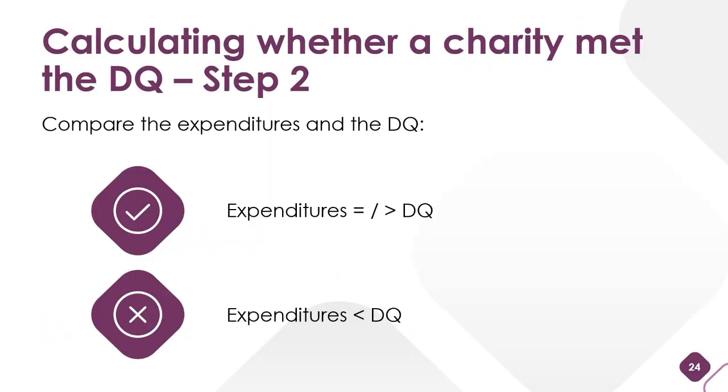Once you have calculated the expenditures, you compare this number with the DQ. If the expenditures equal or exceed the DQ, then that means that a charity has met its DQ. If the expenditures are less than the DQ, then that means that a charity has not met its DQ.